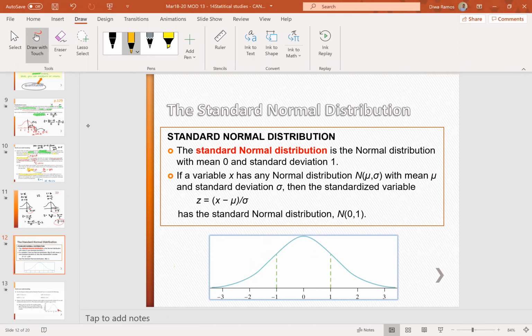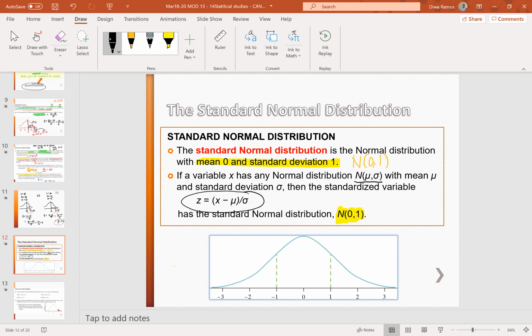When you say standard normal distribution, it's a normal distribution like any other normal distribution. However, a standardized or standard normal distribution has a center at 0, a mean of 0, and a standard deviation of 1. So let me just highlight that. Formula-wise, we write that as N(0, 1). If variable x has a normal distribution N(mu, sigma), so you have a mean of mu and a standard deviation of sigma, we can standardize using this formula.